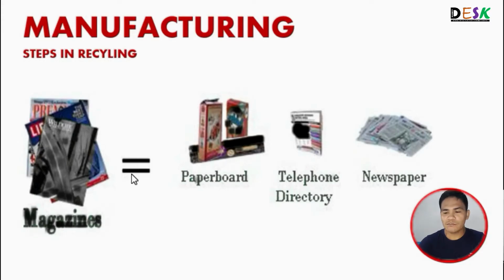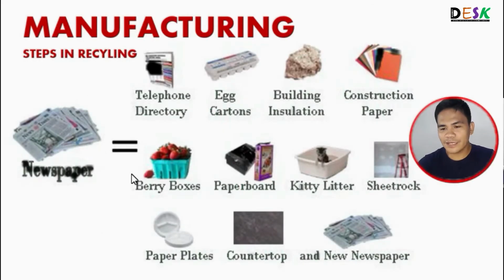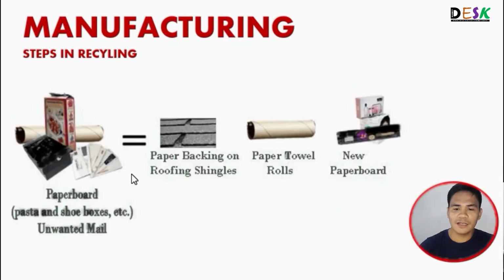The magazines, the old magazines are going to be recycled into paperboard, telephone directory, and they can also be recycled into a newspaper. How cool is that, yeah? Alright, next, newspapers are also recycled into telephone directories, egg cartons. We also have building insulation, construction paper, berry boxes, paper bond, kitty litter where your cat is going to litter, sheetrock, and paper plates, and countertop, and newspaper. New newspapers. Nice.